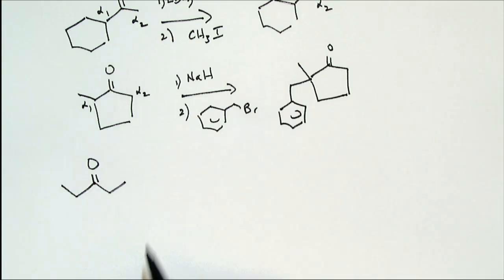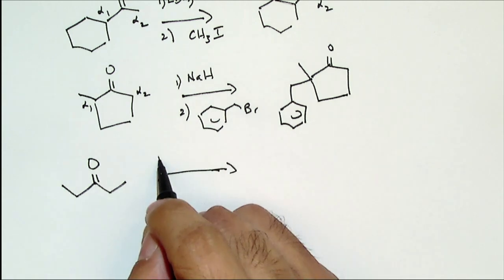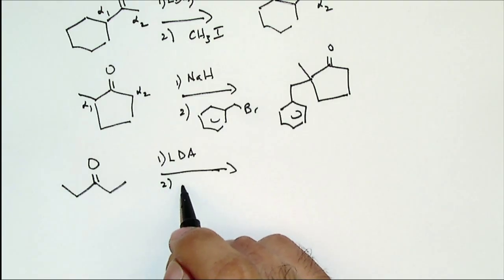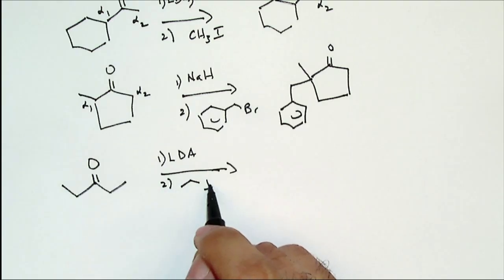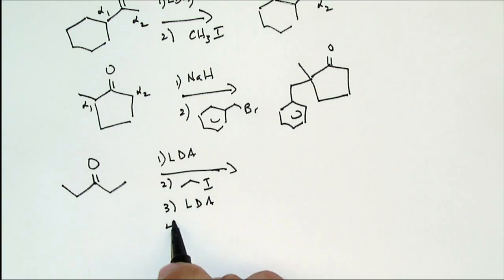So this is symmetrical. So here are the conditions that they give us in this case. First, you treat with LDA. Second, you add ethyl iodide. Third, you treat with LDA again. And four, you add methyl iodide. So what's the product that you're going to get?